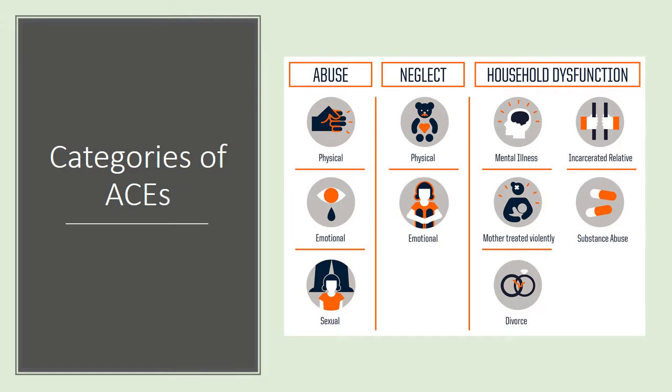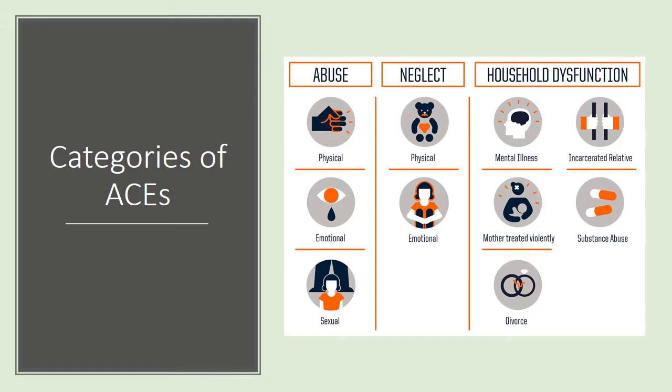And then household dysfunction. Substance abuse is living with anyone who has a substance abuse problem, and this includes alcohol or street drugs. Having any form of mental illness, so living with a person who's depressed, mentally ill, or has attempted suicide. The mother being treated violently, which includes the mother and the stepmother.